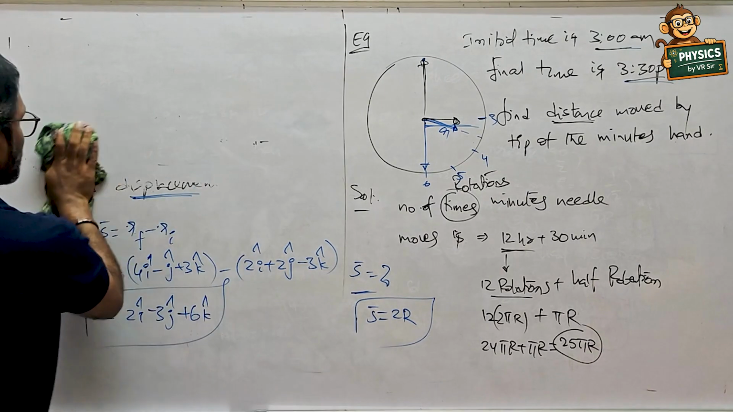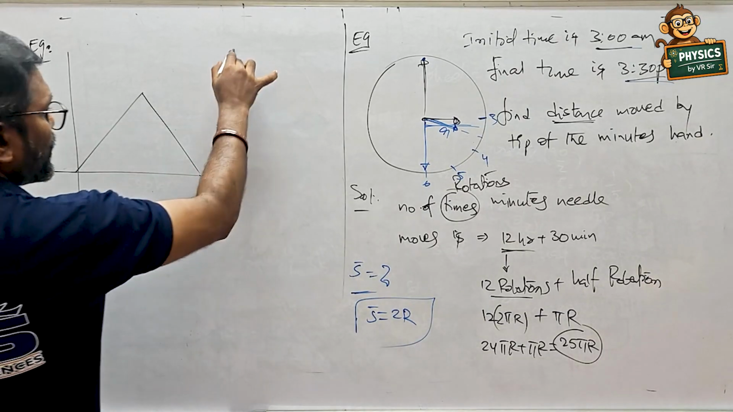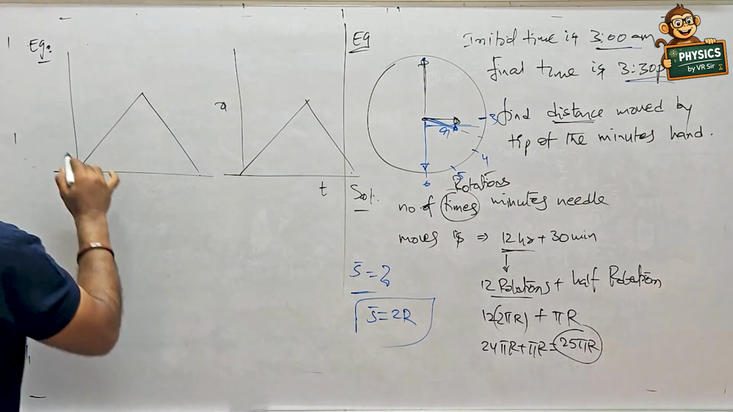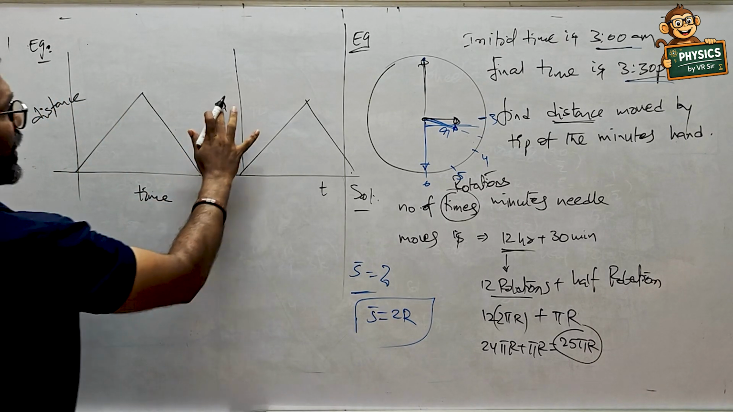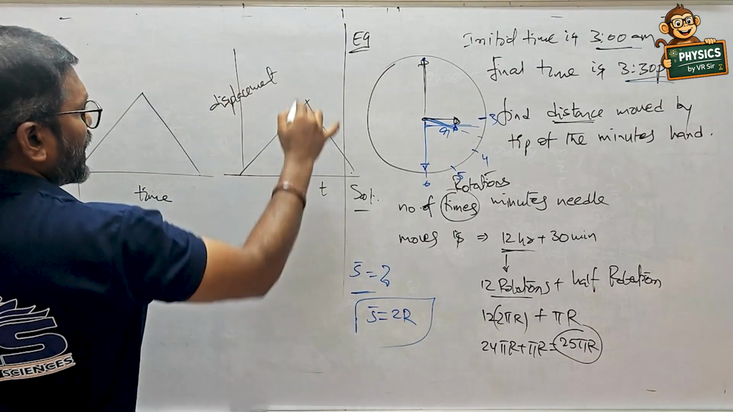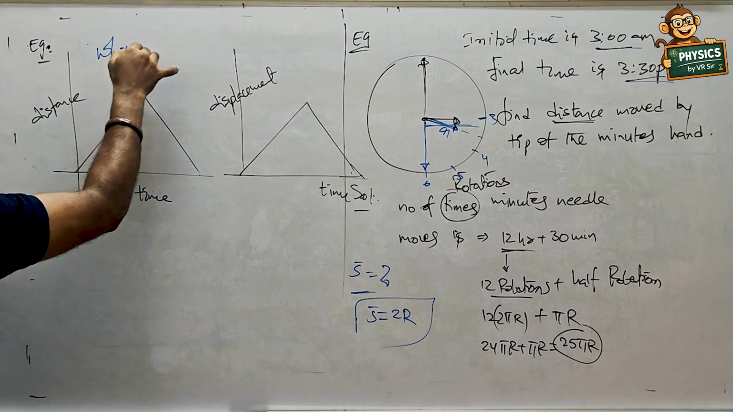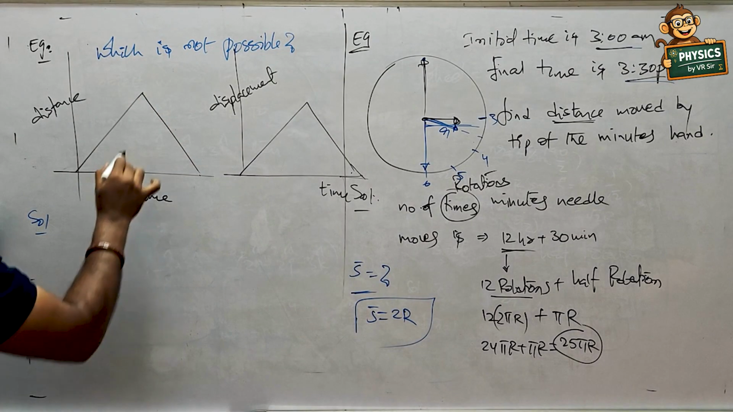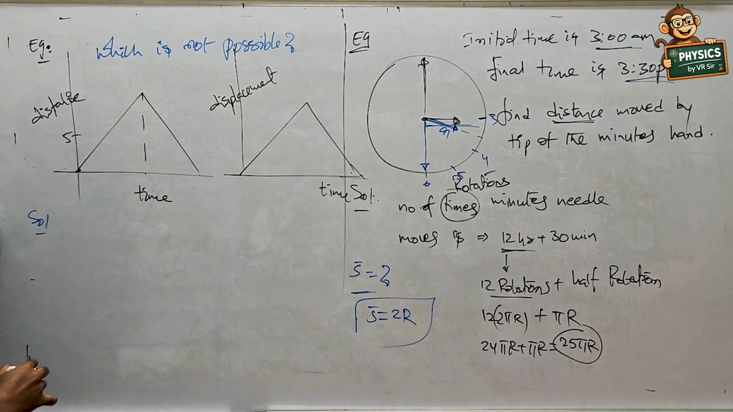So the next example. Suppose they give us two graphs like this: a distance versus time graph, and a displacement versus time graph. The question is, which is not possible? Look here. As time goes on, the distance moved, for example, goes to 5, 10, and then comes back to 5 and 0.